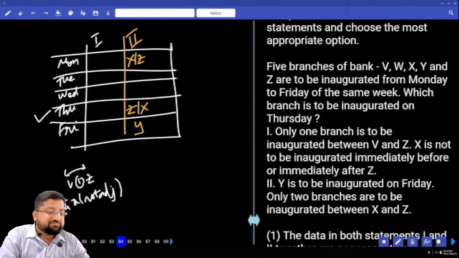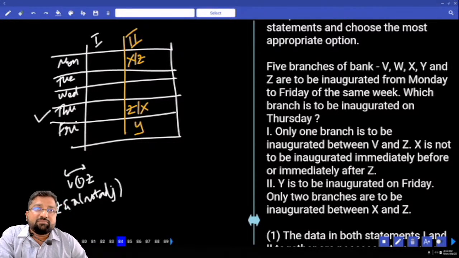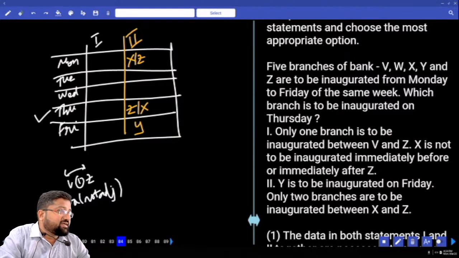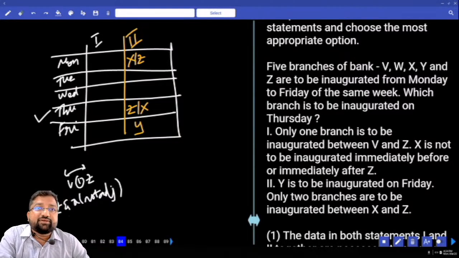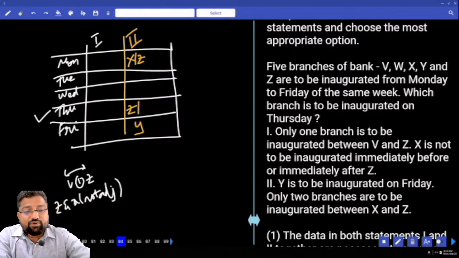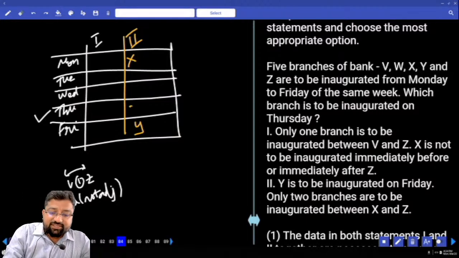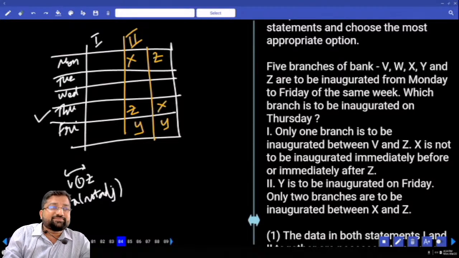Am I getting the answer now? From 1 alone, I didn't get the answer. From 2 alone, I didn't get the answer. What is my immediate duty? Combine both 1 and 2. When I combine both 1 and 2, statement 2 should be written in 2 cases. And only one branch between V and Z. This is V and this is V. And there is one bank which is left out, W. This is your final answer.